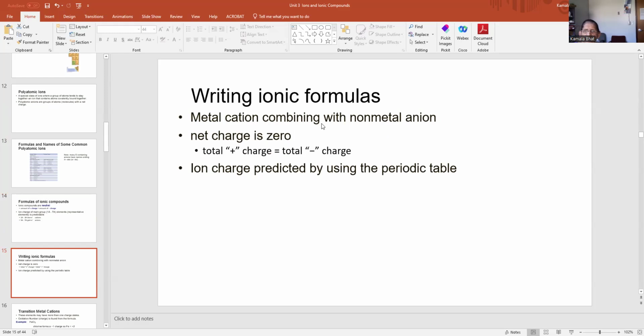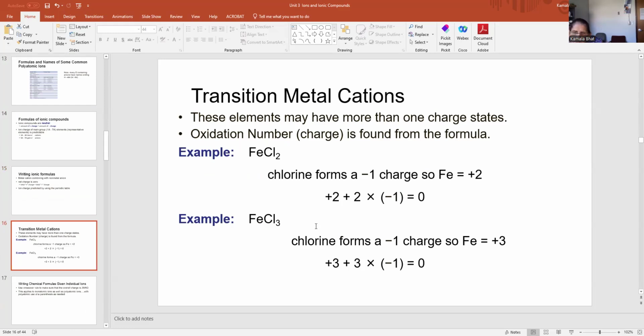When writing ionic formulas, a metal cation combining with a non-metal anion, the total charge must be equal to 0. That means the positive charge must be equal to the negative charge. Ion charges are always predicted by using the periodic table, because the location of the element will tell you how many electrons will be gained or lost. However, when we come to transition metal cations, these elements may have more than one charge state, and therefore we have to find the oxidation number.